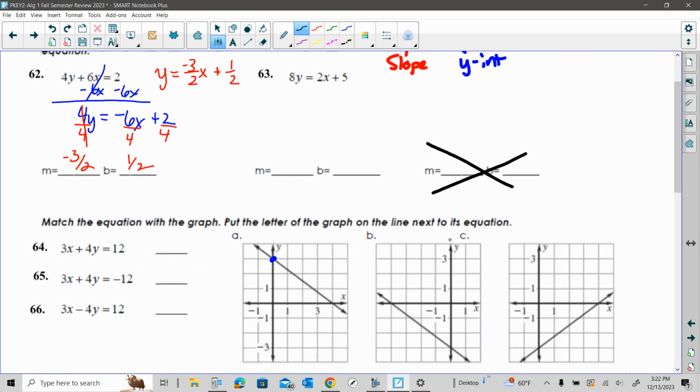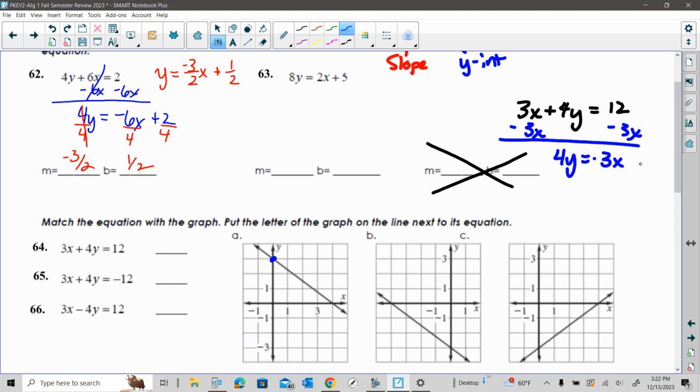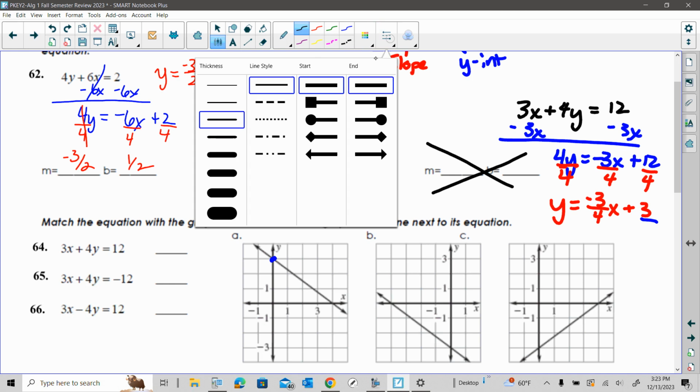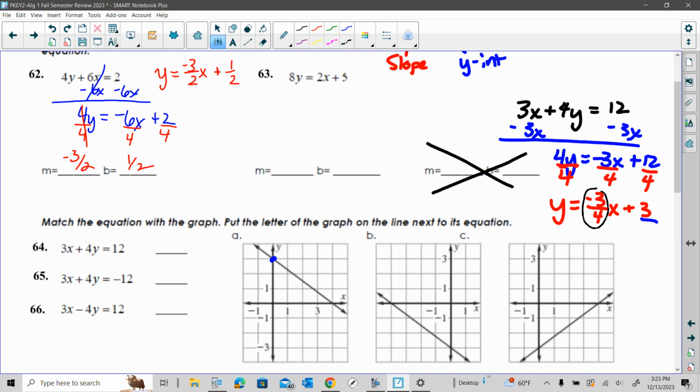All right, so if I was going to change this, 3x plus 4y equals 12, I'm going to just write it over here. I want to put that in slope-intercept form. I first do minus 3x. And then that would give me 4y equals negative 3x plus 12. Then we're going to divide everything by 4. Okay? So y equals negative 3 over 4x plus 3. Now I can see my y-intercept is a positive 3, and I can see that my slope is a negative 3/4.